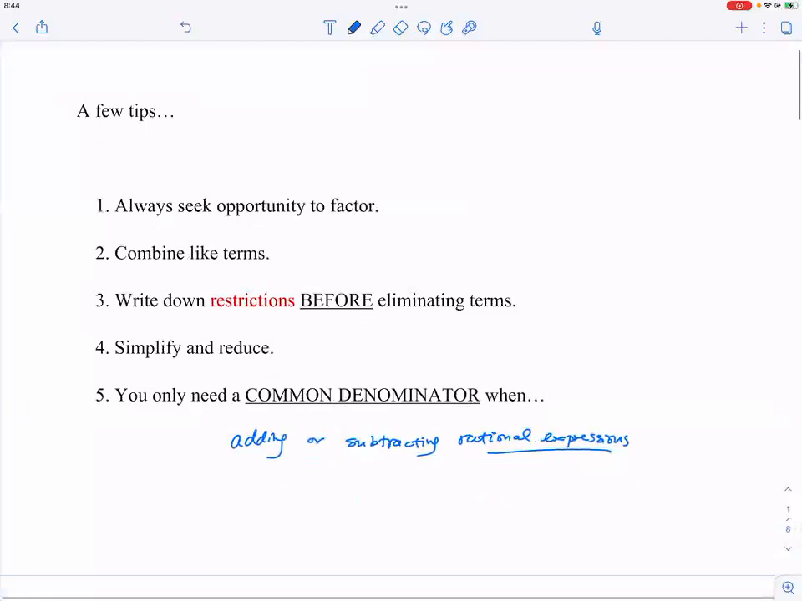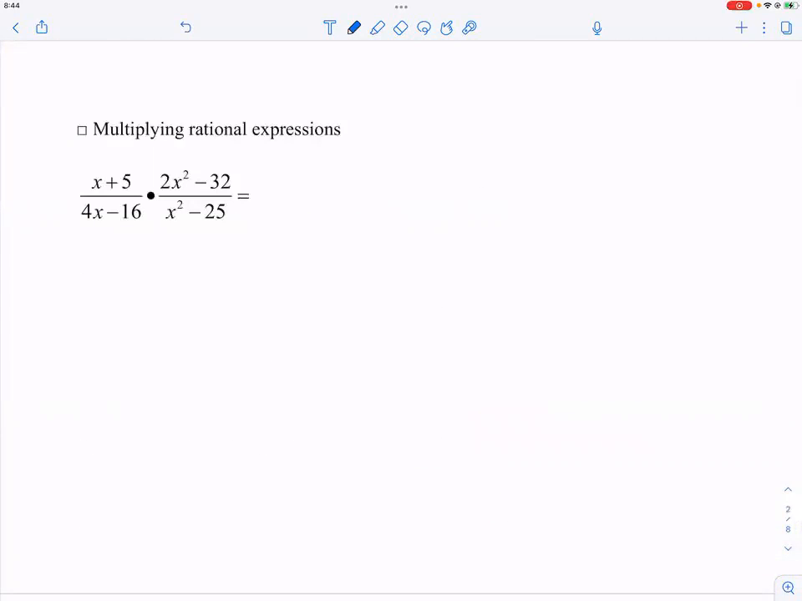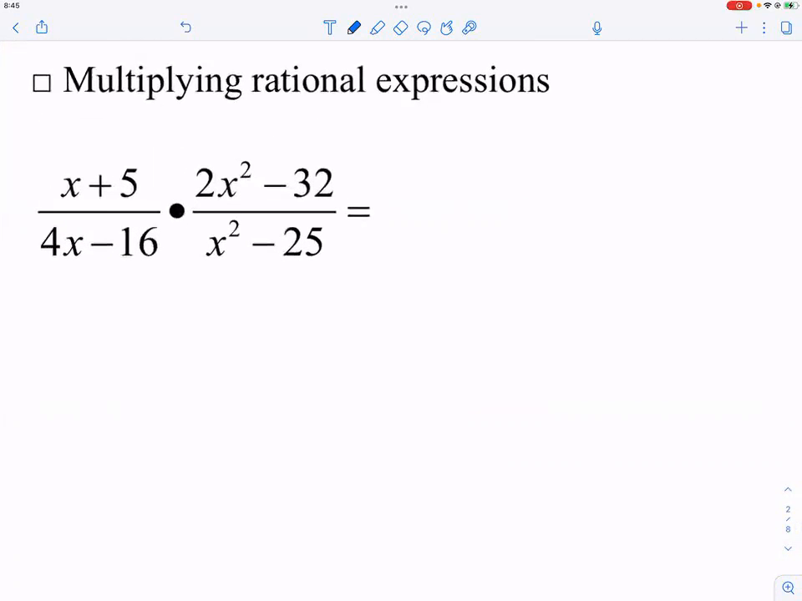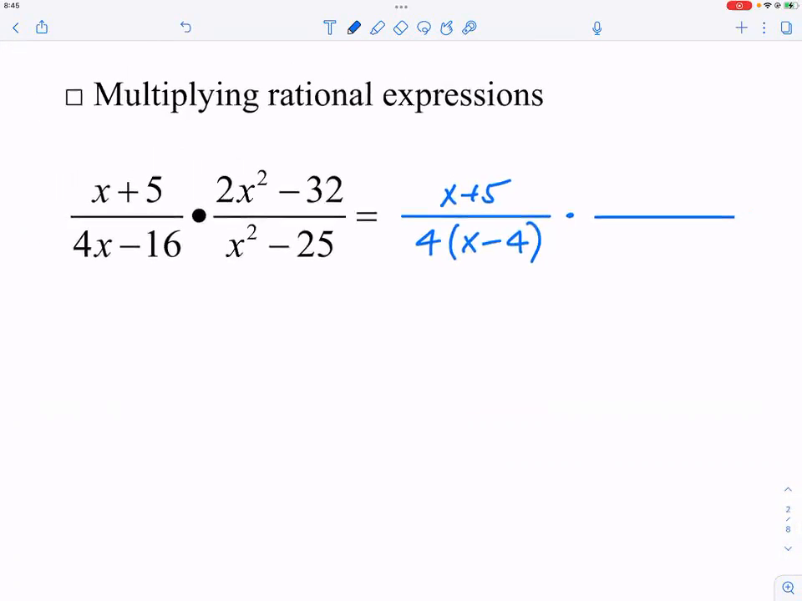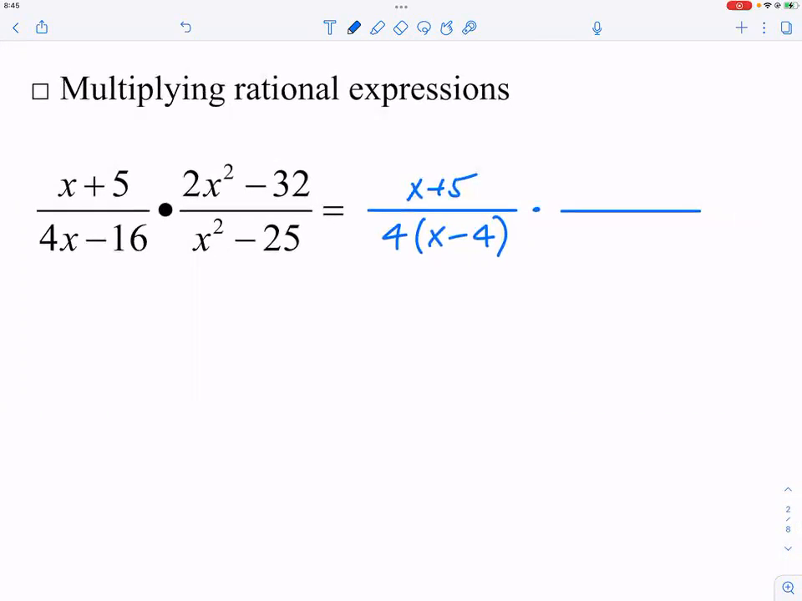Okay, so I'm going to go over a few questions. The first one I would like to go over is question 11 on your third page, because that's the stuff we went over last Friday. So again, you always seek opportunities to factor. You look at this and ask, can you see anything you can factor? For the first fraction, the numerator seems pretty simplified, so we're going to leave it there. The denominator, you can definitely factor out the 4, so you have 4 times x minus 4. And for the second fraction, you can factor out the 2.